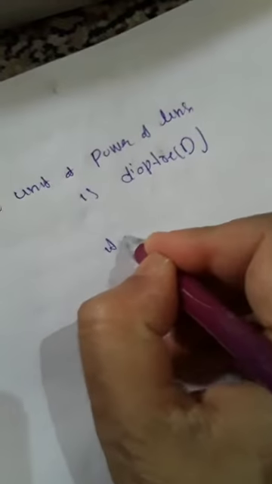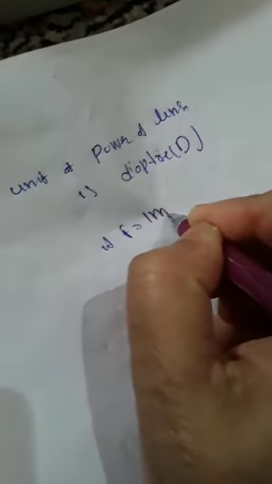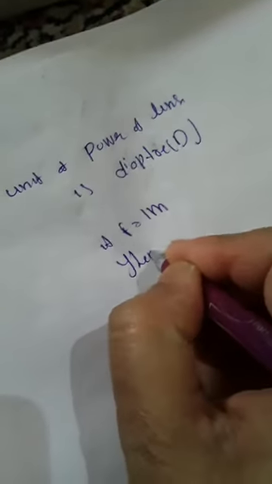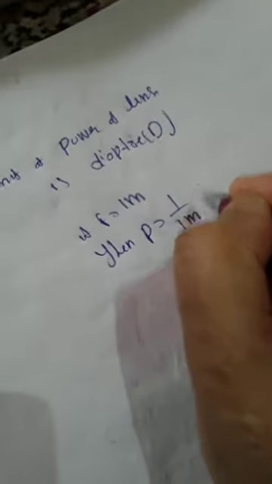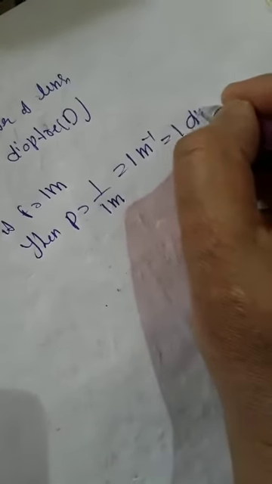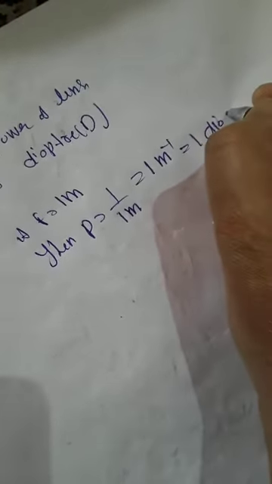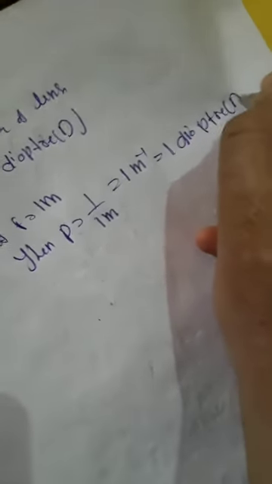If focal length is equal to 1 meter, then power of lens is equal to 1 by focal length, 1 by f. That is 1 by 1 meter, that means 1 meter inverse. 1 meter inverse is called 1 diopter. This we call diopter, D-I-O-P-T-R-E. 1 diopter is the power of a lens whose reciprocal focal length is 1. That means 1 diopter is the power of a lens whose principal focal length is 1 meter.